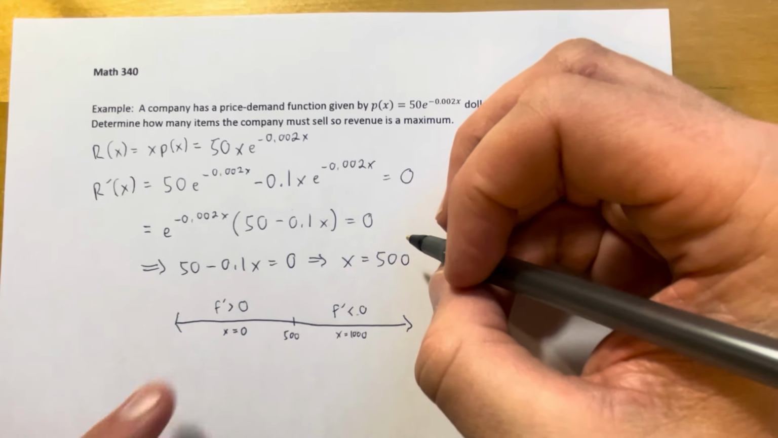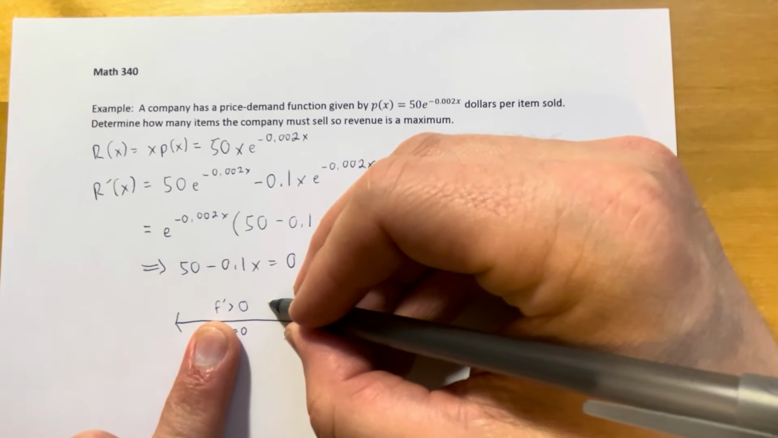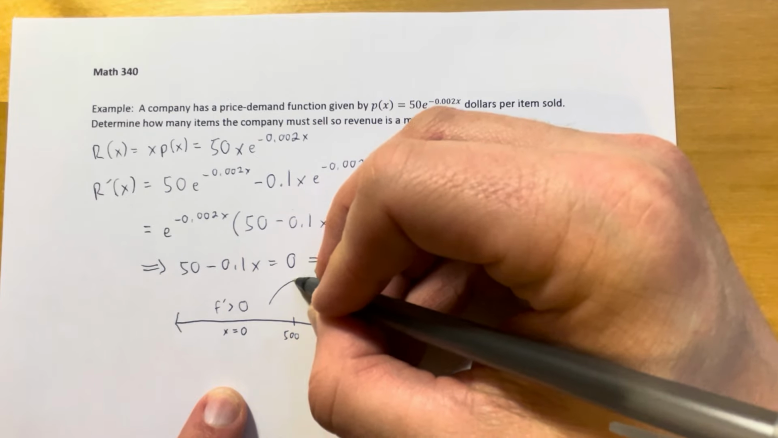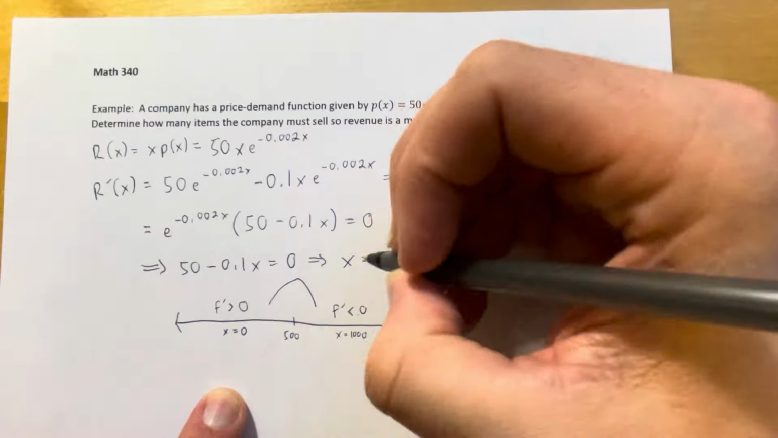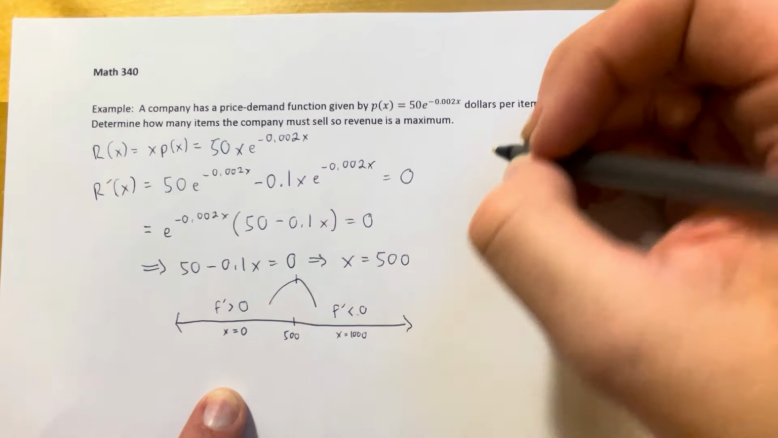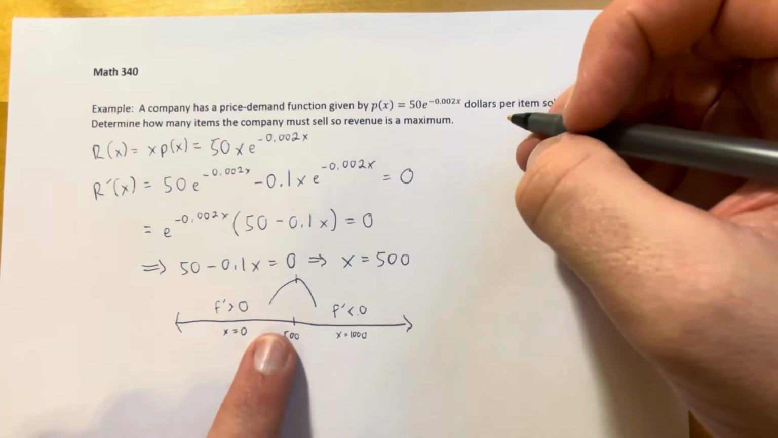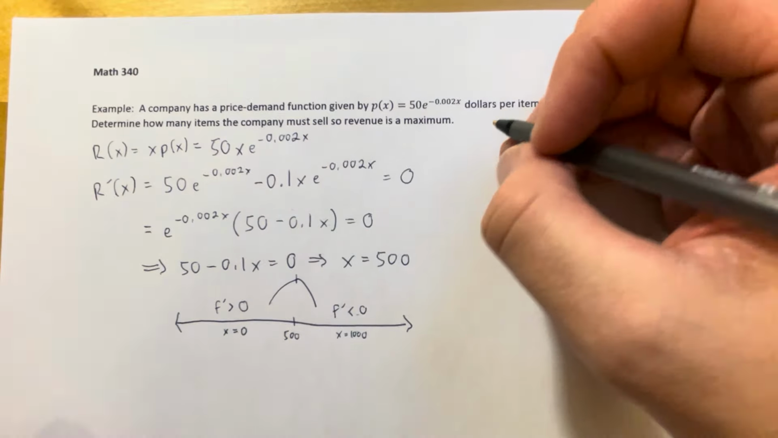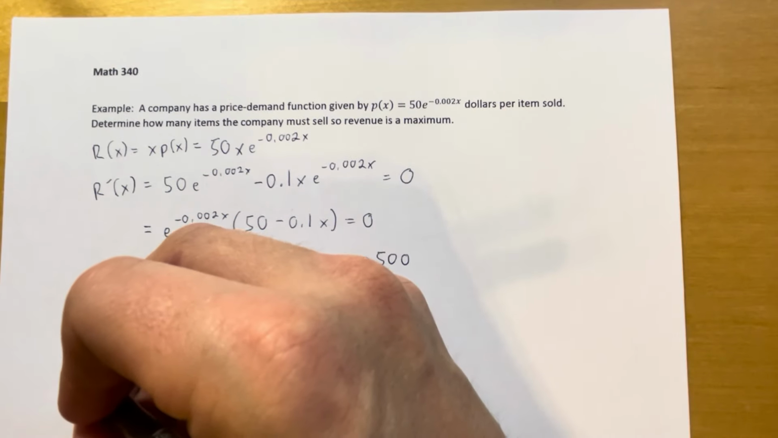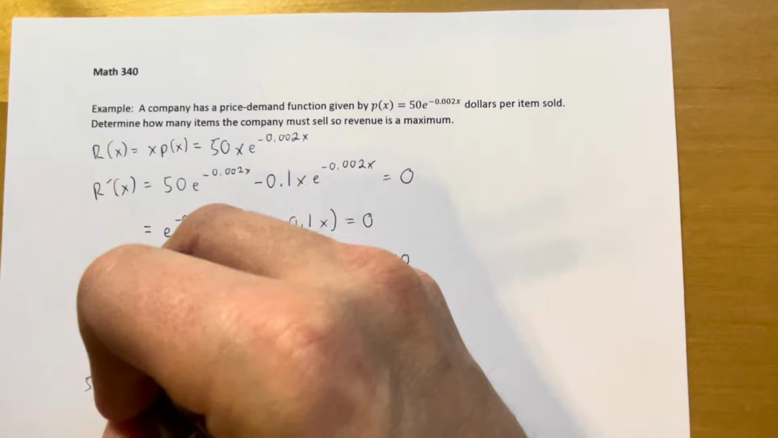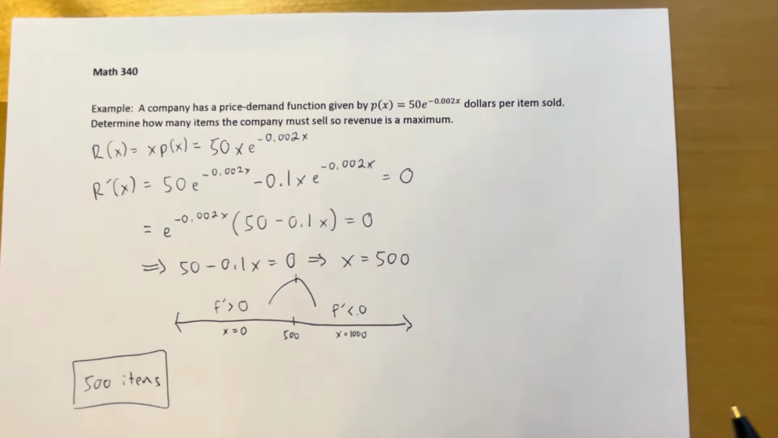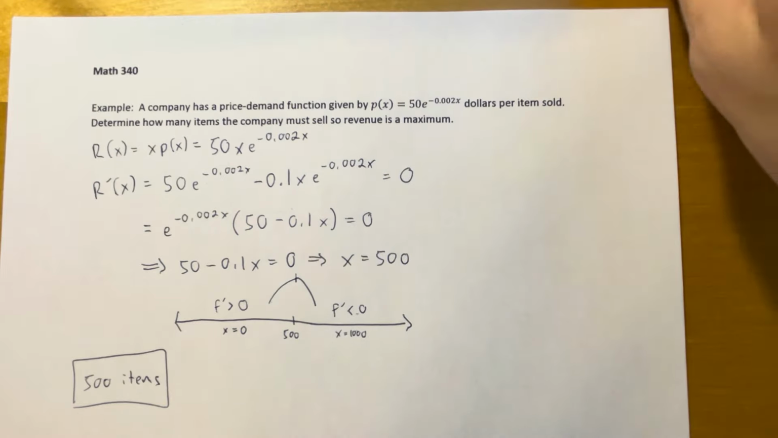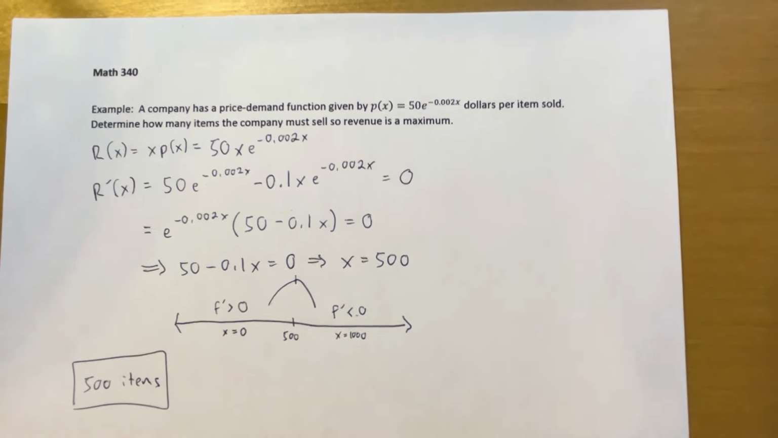By my first derivative test, because my derivative is positive here, f must be increasing until it hits that critical value. F prime becomes negative after that, so it's decreasing away from that. And I can see that I do have a local maximum there. So this verifies that the company must sell 500 items in order to maximize its revenue. Okay? That's going to wrap things up for section 3.1.